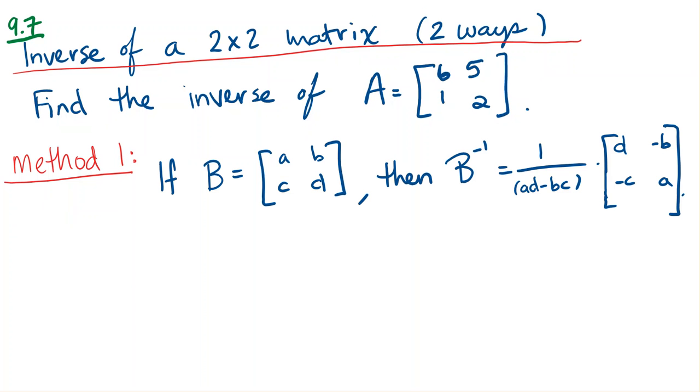Remember, when you have a 2 by 2 matrix, we'll say B equals [a, b; c, d]. Then B inverse is equal to the scalar 1 over (ad minus bc), times this matrix. On the main diagonal, we just switch the entries, so it's d and then a. And on the off diagonal, we just apply a negative.